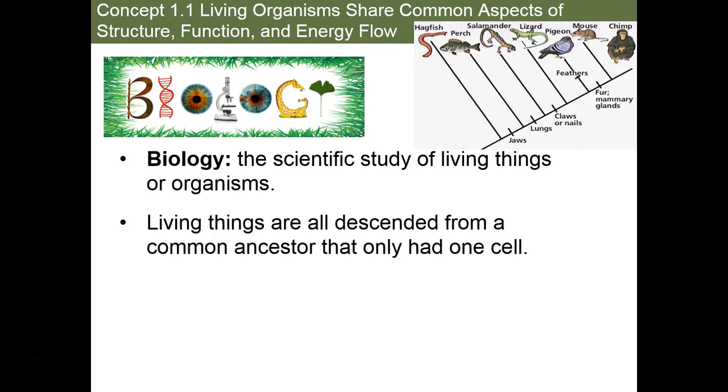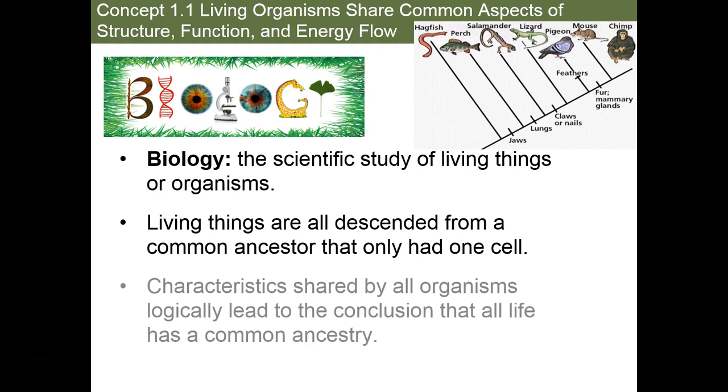Biology, if you did not already know, is the study of life. Biologists study all living things from single-cell to multi-cell organisms. If it is alive, it falls under the biology umbrella. All living things are descended from a common ancestor that only had a single cell. Characteristics shared by all living things leads to the logical conclusion that all life has a common ancestor. We will discuss these common characteristics in the next few slides.